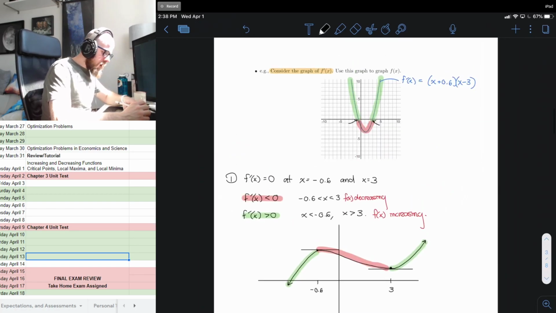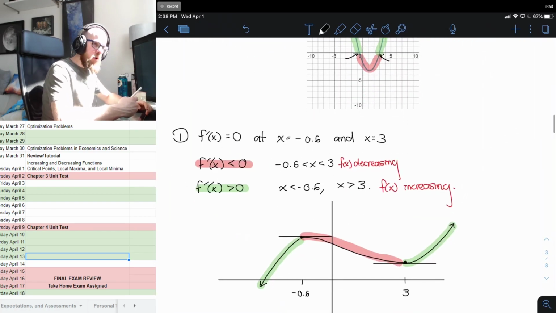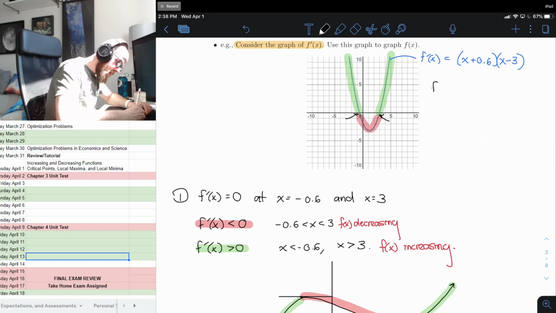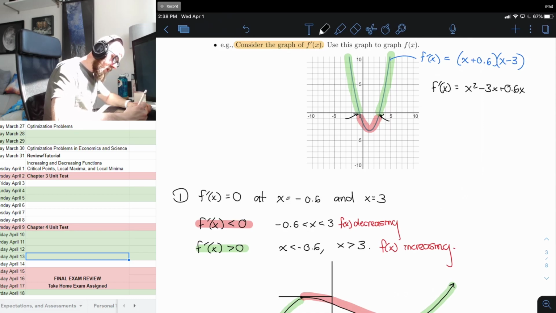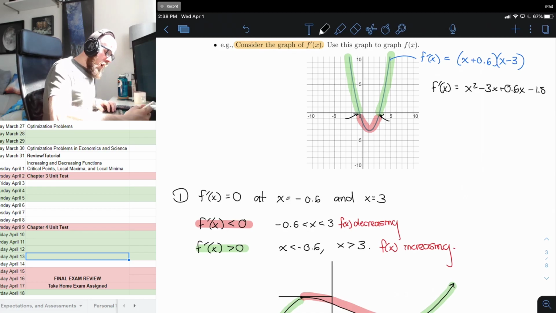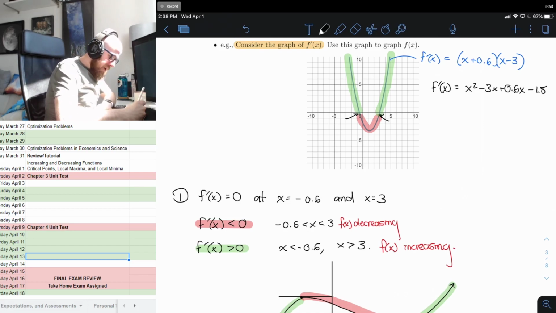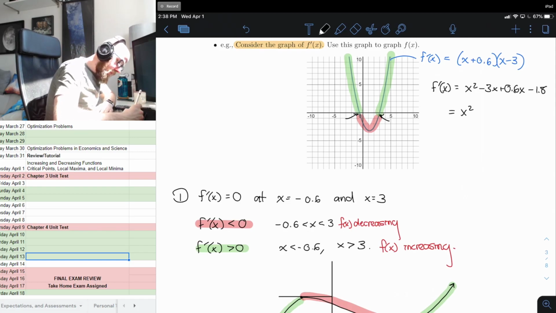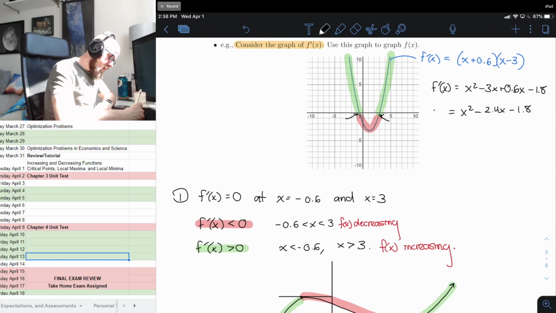Now, Samarth, you correctly mentioned that this would be some kind of integral. So let's see if we can do this. f prime of x is x squared minus 3x plus 0.6x minus, what's 0.6 times 3? 1.8. All right, so I can clean up this function, and then I'll take an integral. So I get x squared minus 2.4x minus 1.8. So that's df by dx.